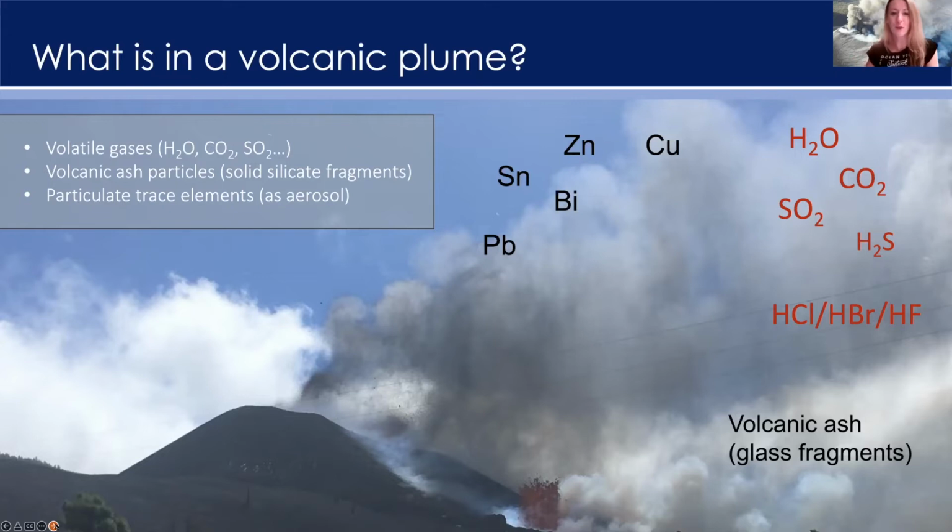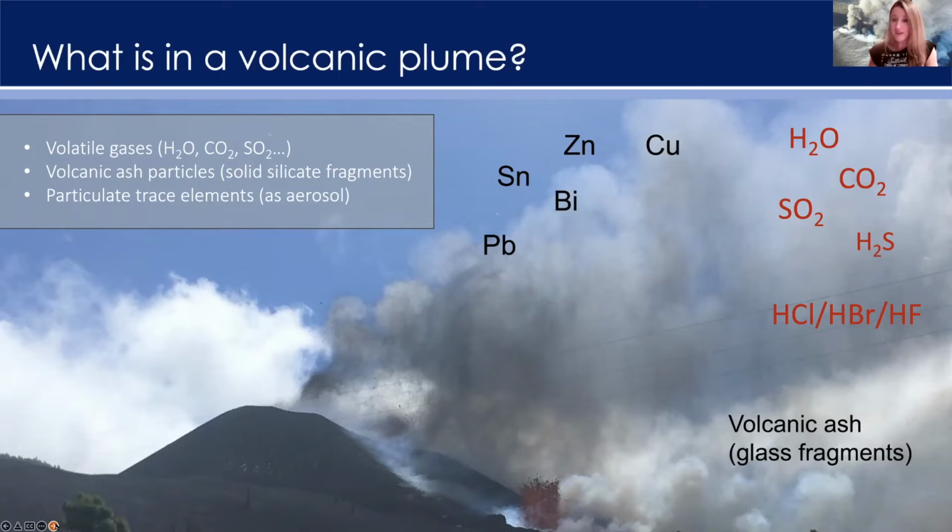So let's have a look at what's in a plume. Mostly it's what we call the volatile gases. Volatile, you'll hear me refer to this a few times. It's basically any element that prefers to go into a gas phase. So it will be dissolved in your magma at depth, but then as soon as it can, it'll quickly leave the magma and go into the gas phase. That's what a volatile is.